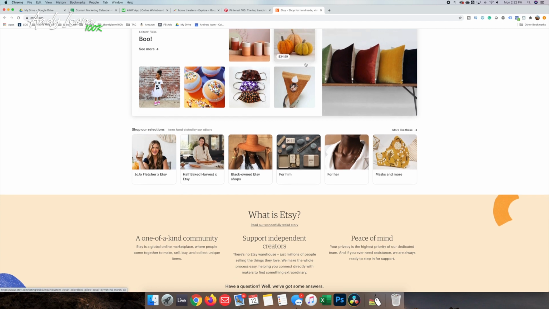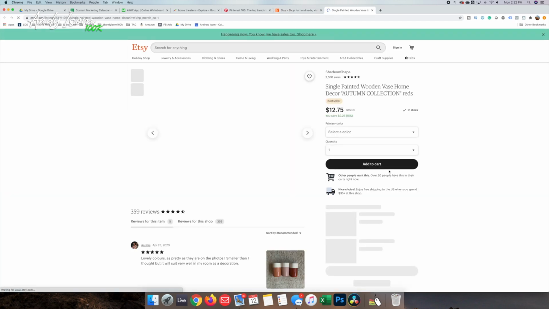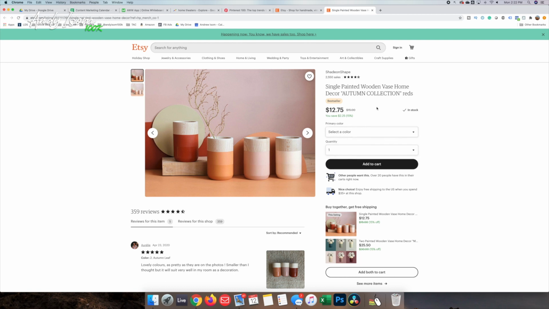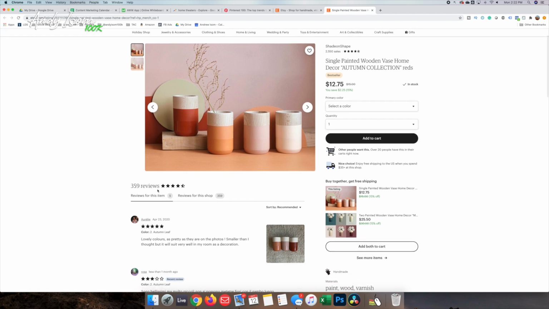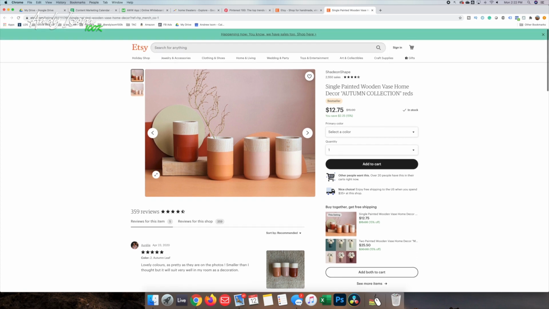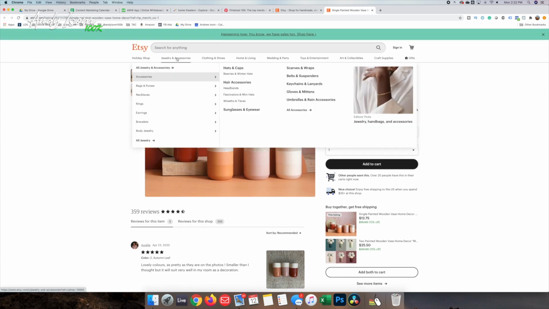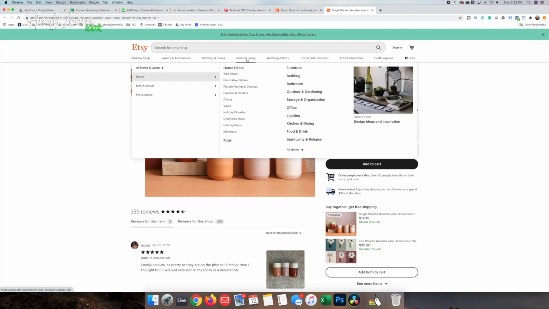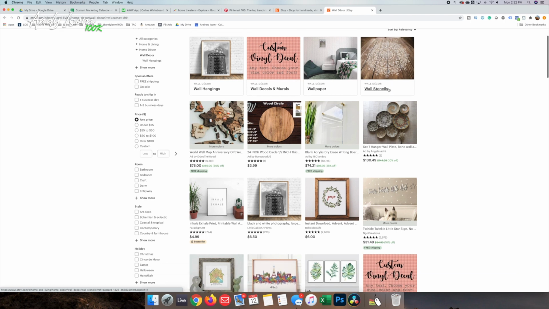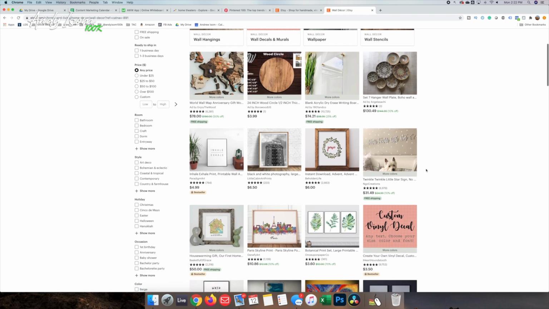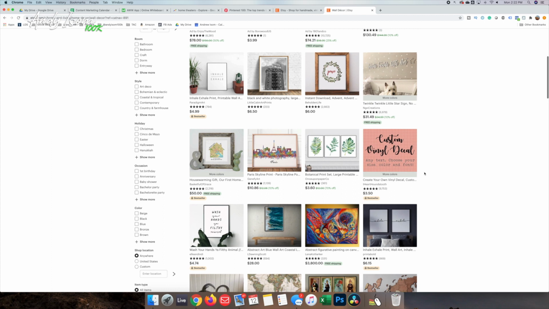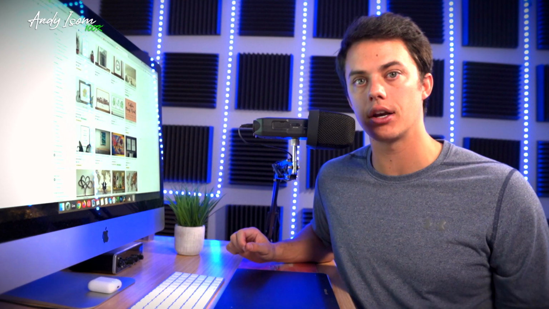So I don't know, I'm just clicking on random stuff here. Here's a wooden vase. And then you can get an idea of how many of these are selling. These people have 359 reviews, but you could check different categories up here: jewelry, clothing, home living. Maybe we check wall decor. And we look and see, okay, what's really popular right now? What is a product that I think I could make something better or similar, but I could bulk manufacture it and sell it on Amazon?